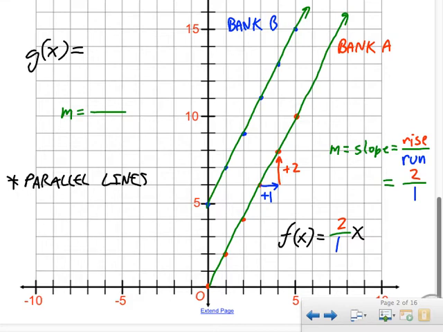Let's pick out 2 points. What's my run? 1. What's my rise? My rise is plus 2. So we have the same slope, positive 2 over positive 1. What would my equation be, or my function be, for bank B? 2 over 1 times x.